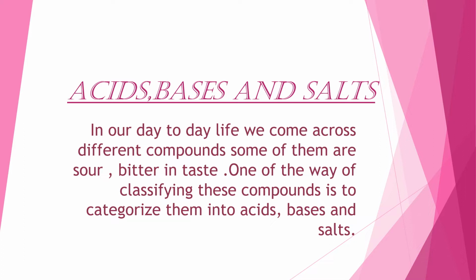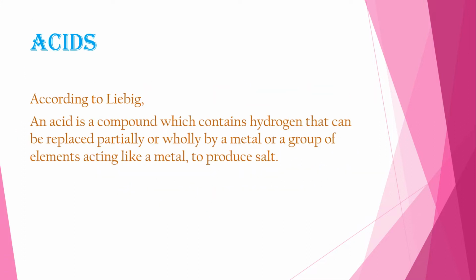Proceeding further, what are acids? Liebig gave the definition of an acid in 1838. An acid is a compound which contains hydrogen that can be replaced partially or wholly by a metal or a group of elements acting like a metal to produce salt.